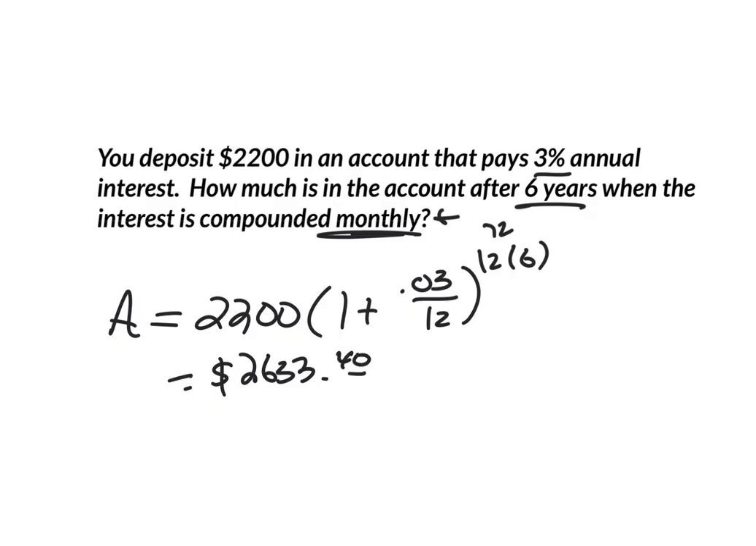$2,633.40. Now, that account actually made $433 more than the other one, even though we invested a whole lot less. But here's the deal. We had a better interest rate. You got compounded more often, and we just leave it in longer. Time and interest rates are the biggies, okay, when investing money.